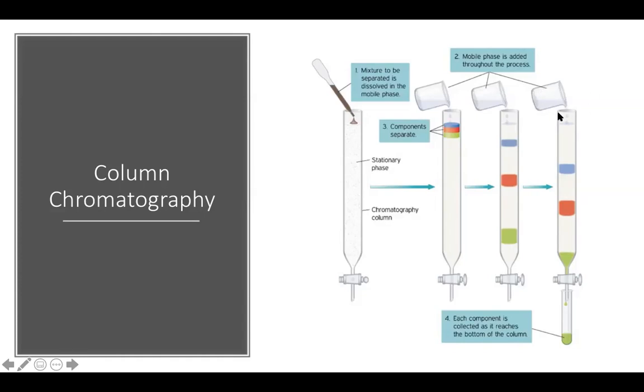For example, if I say this mobile phase is polar, then this green here is polar, and this bluish lavender color is probably non-polar. Again, it depends on the mobile phase polarity, and then you can tell what's going on.